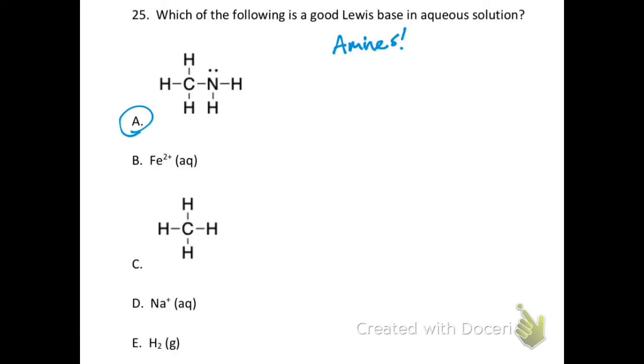B, iron 2 plus is a good Lewis acid. C, there are no lone pairs to donate here. Notice that they're all just bonding pairs. Methane, this molecule is very stable. And H plus is a negligible acid. And then H2, the structure of H2 is just this, no lone pairs to donate. So we want something that can donate a lone pair of electrons. It is choice A.